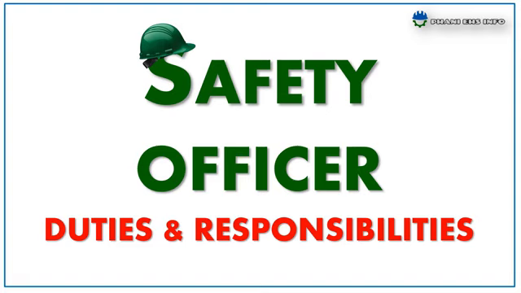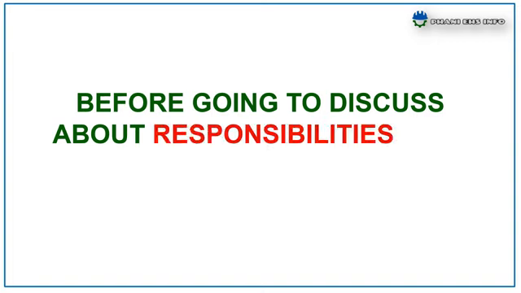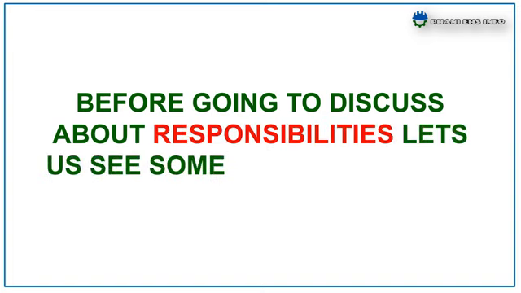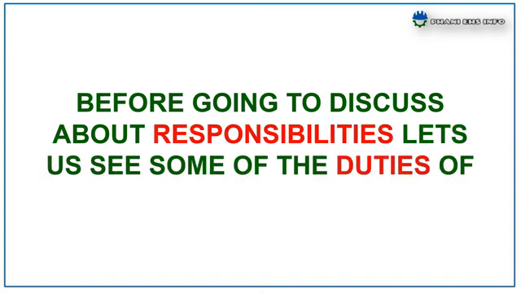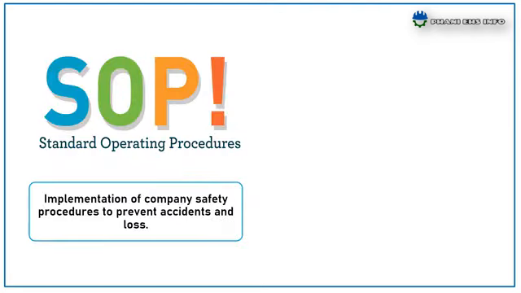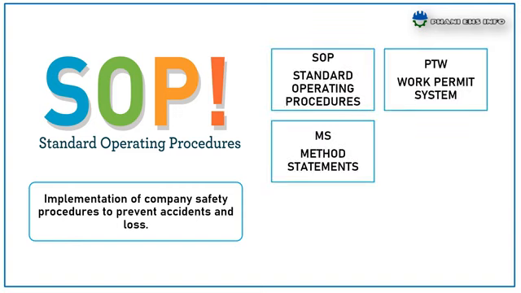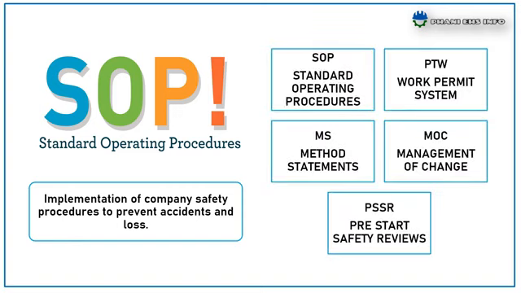Today I am going to talk about safety officer responsibilities. Before going to discuss responsibilities, let us see some of the duties of a safety officer. Implementation of company safety procedures to prevent accidents and loss. These procedures are like SOP, Standard Operating Procedure, PTW, Work Permit System, method statements, management of change, pre-start safety reviews, etc.